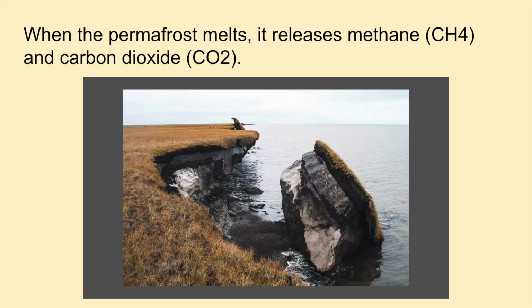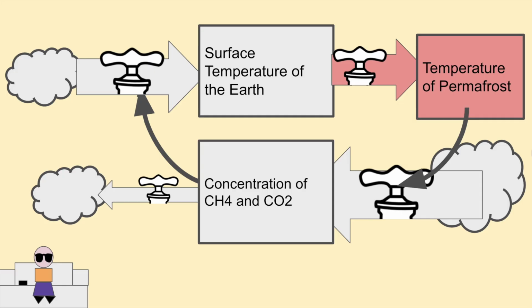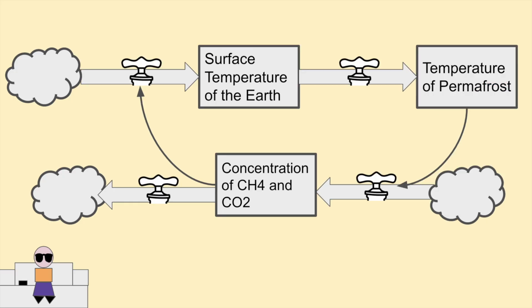Because permafrost is frozen soil with plants and organic matter trapped within it, when the permafrost melts, it releases methane and carbon dioxide. This will increase the flow of gases into the atmosphere, which will increase the concentration of methane and carbon dioxide, which will warm the planet, which will warm the permafrost. And there it is, the positive or reinforcing feedback, because the input into the system will perpetuate the system's response. We will denote this with an R for reinforcing feedback loop.